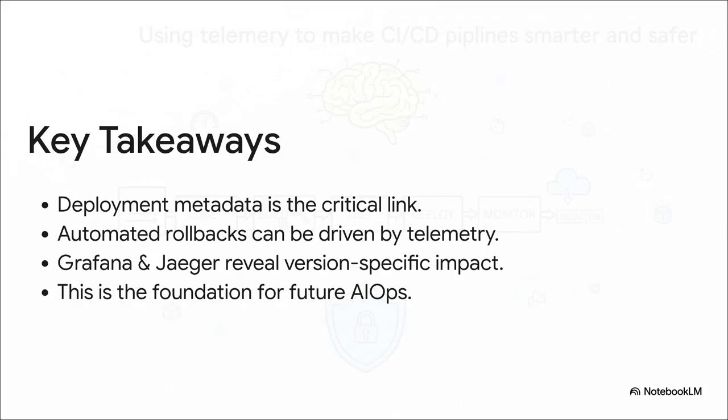All right, let's bring it all home. The big takeaways? First, deployment metadata is that critical missing link. Second, this is what makes automated telemetry-driven rollbacks possible. Third, tools like Grafana and Jaeger can light up and show you version-specific impact. And finally, all of this stuff is really the foundation for the future of AIOps.